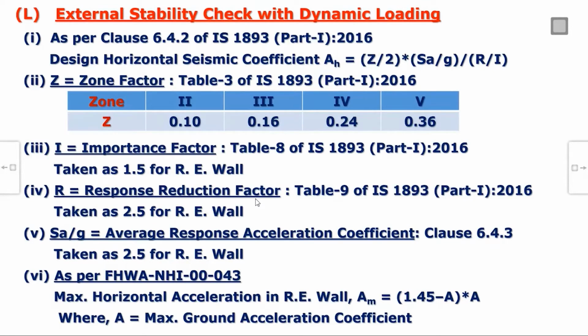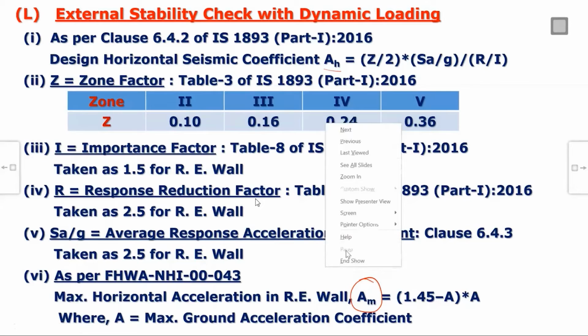सर जो सीस्मिक के कारण जो हॉरिजॉन्टल लोडिंग आएगा उसका पॉइंट ऑफ एक्शन कहाँ पे रहेगा सर आर्य वॉल पे? अभी बताएं, अभी अगले बताएं. That in formula AM equal to 1.45 minus A into A, that A is AH. A we will take equal to AH because for our area we have AH, so we will take A equal to AH and calculate AM. Okay. Right, sir. Thank you.